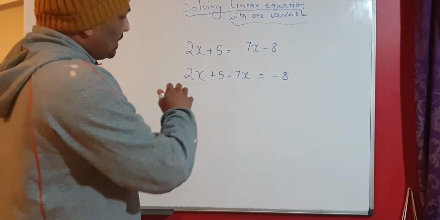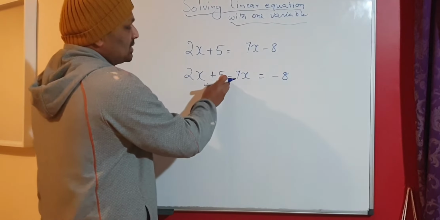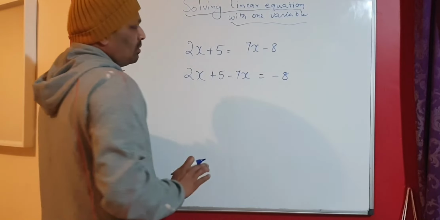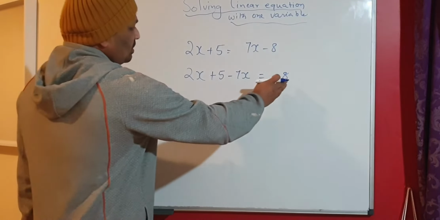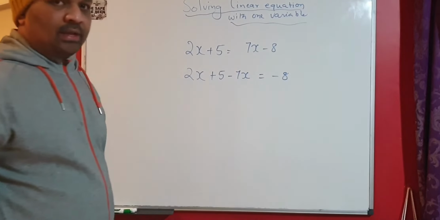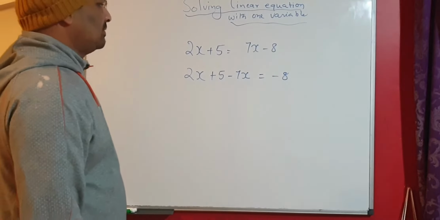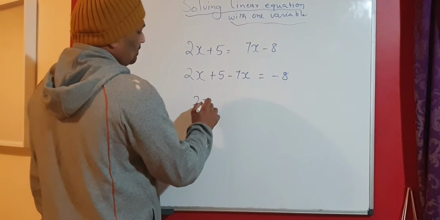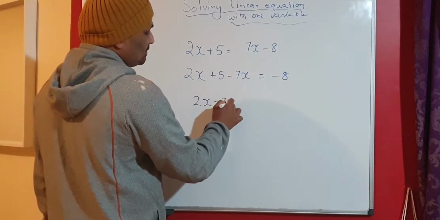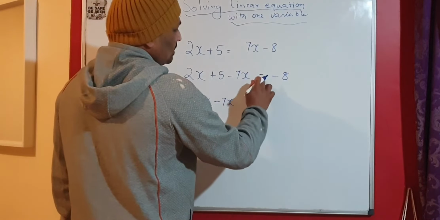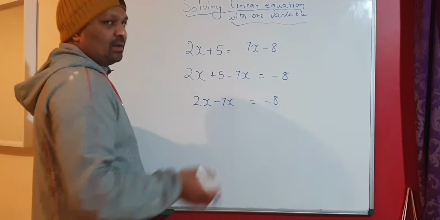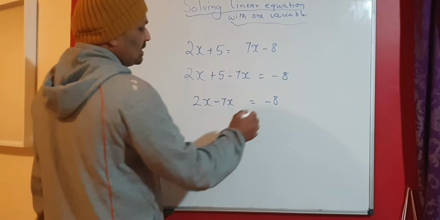And there is also one known term here, that is plus 5. In the next step, you take this plus 5 to the other side, because this is a known quantity. On the right side, you already have one known quantity. So in the next step, you have to take plus 5 to the other side of the equal to symbol. When you do that, 2x is still there and minus 7x is still here on the left side. Equal to is here, minus 8, and plus 5, when you take it to the other side of the equal to symbol, it becomes minus 5.